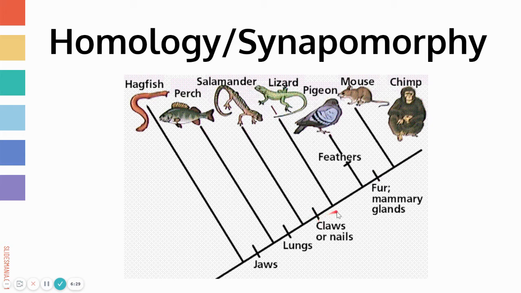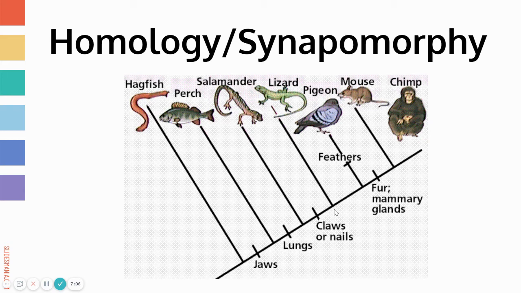And so that means that every organism past this point, so lizards, pigeons, mice, and chimps, will have claws or nails. And that's because the common ancestor to all of those organisms, which is represented by this point where my laser pointer is circling right here, had claws because the claws evolved prior to that common ancestor existing. The word that we use for traits like this that organisms are going to share because their common ancestor possessed that trait is called a homology or a synapomorphy.